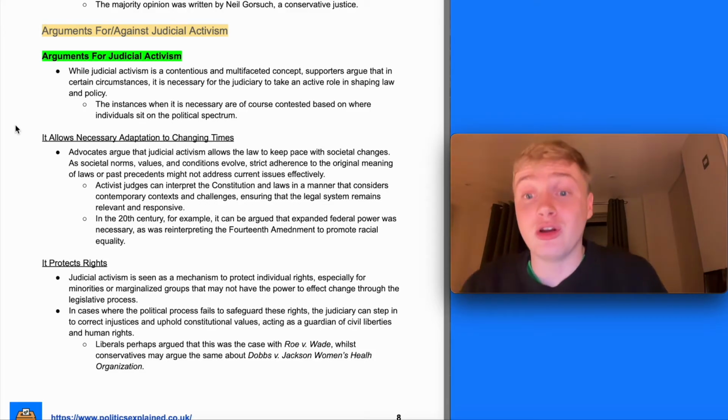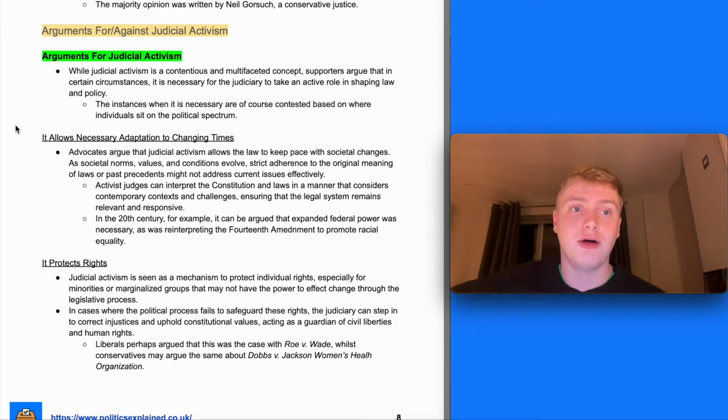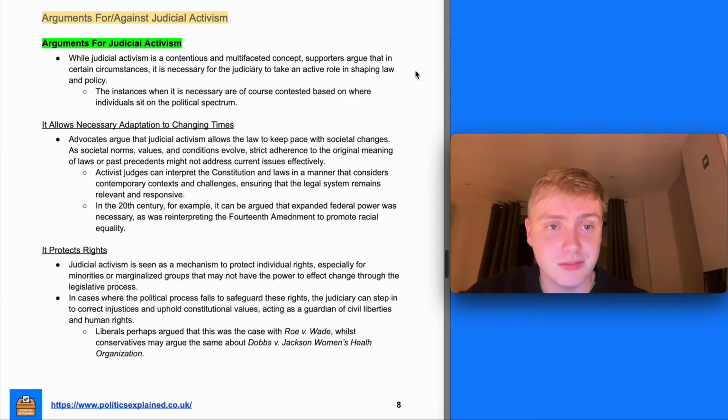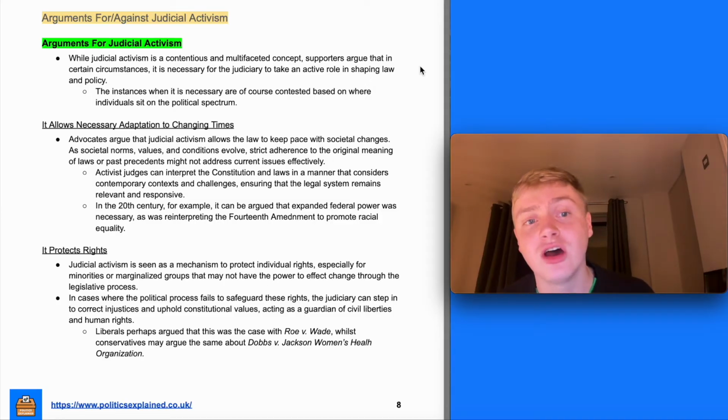So we're going to have a look now, before we look at judicial restraint, which was a bit shorter, at arguments for and against judicial activism. While judicial activism is a contentious and multifaceted concept, supporters argue that in certain circumstances it's necessary for the judiciary to take an active role in shaping law and policy. The instances when it is necessary are of course contested based on where individuals sit on the political spectrum though.